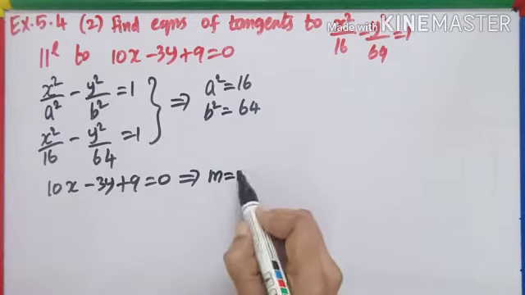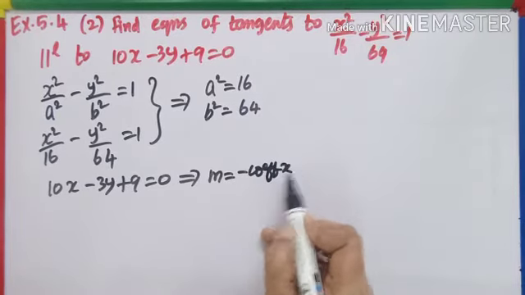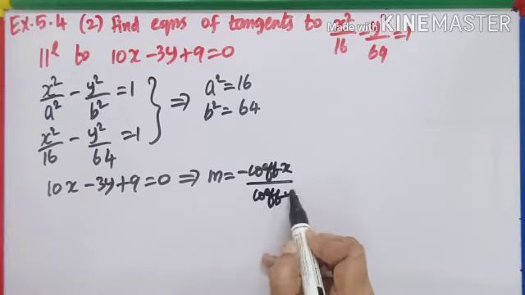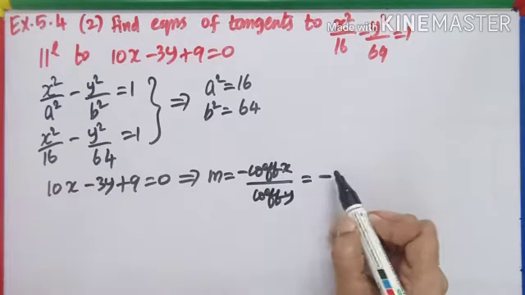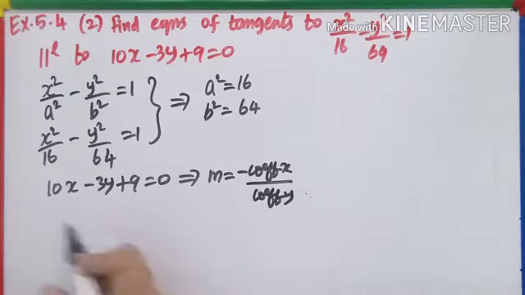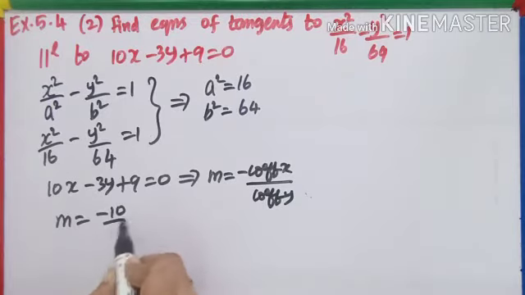What is the slope? Minus coefficient of x by coefficient of y, that is minus 10 by minus 3, or I will say m is equal to minus 10 by minus 3, that is 10 by 3.